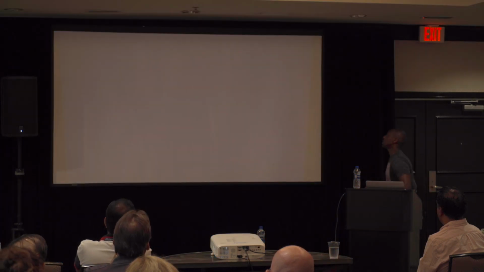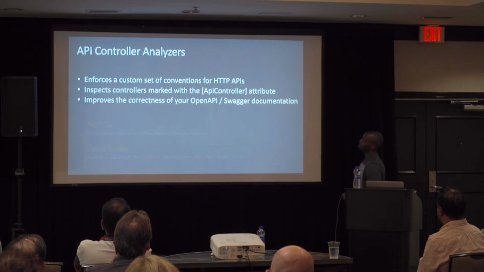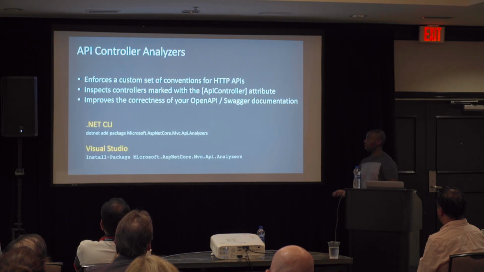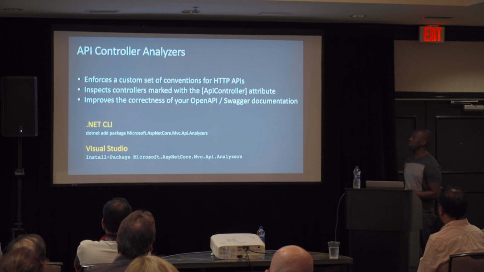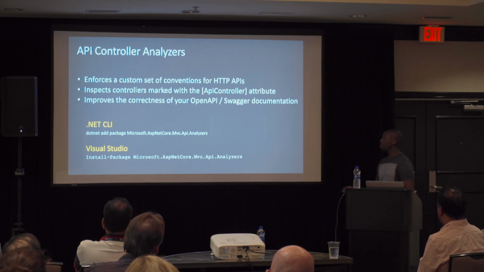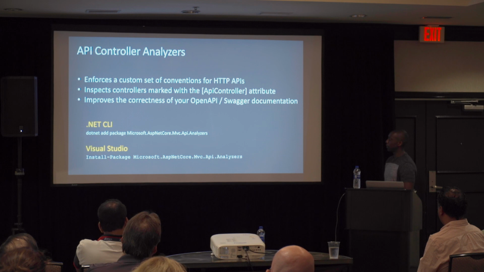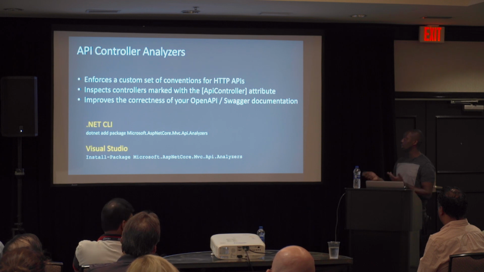So that was API analyzers. To get that, I don't think it's included by default if you do File, New Web API. You just have to add this package, Microsoft ASP.NET Core MVC analyzers. And then once you add that by NuGet, you'll get that default convention, and then you'll be able to apply that to some of your different controllers and whatnot.